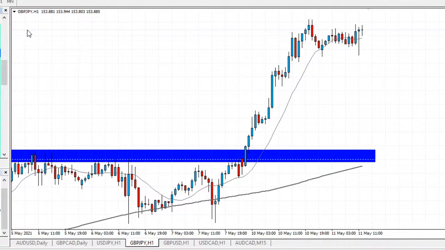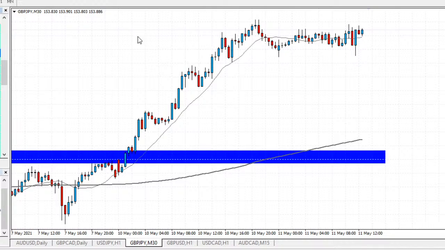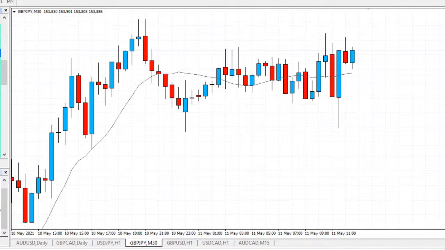Right now, again, we're getting a lot of that sideways price action, looking at the 30-minute there in the market. So again, it's not looking the best as in for opportunities.